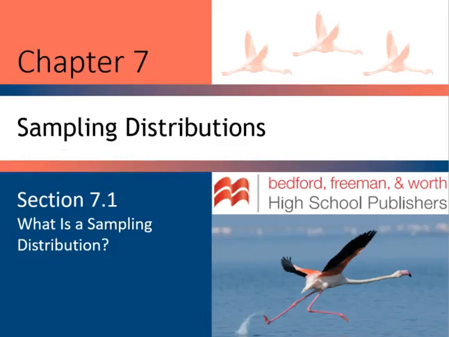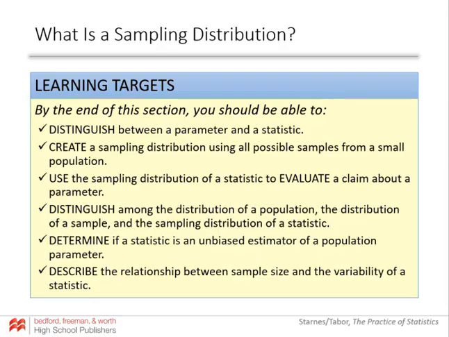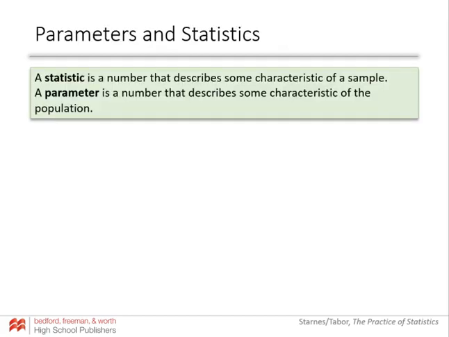Section 7.1, we're going to look at the idea of a sampling distribution. All right, so some vocab we've got to cover first. Statistic and parameter. A statistic is a number that comes from a sample, whereas a parameter is a number that comes from a population.